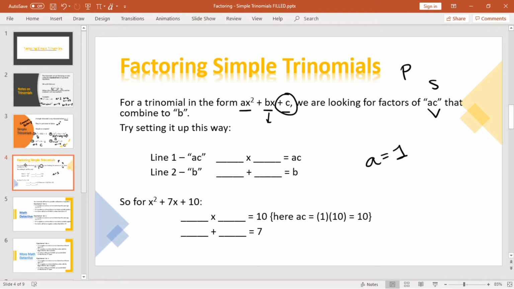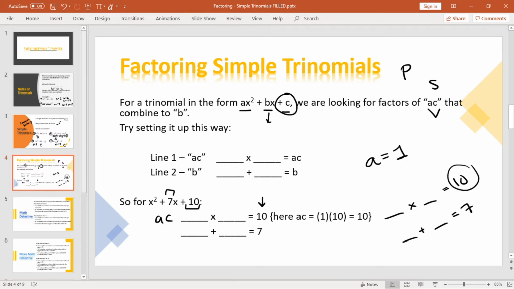So if I look at one with real numbers, your AC line is always a product. It's always a multiplication. And you're going to take a times c, so 1 times 10 goes there. And your b line is always an addition line, and it always looks for that b value. So what I'm really telling you is that I need to find 2 numbers that multiply to 10 and add to 7.